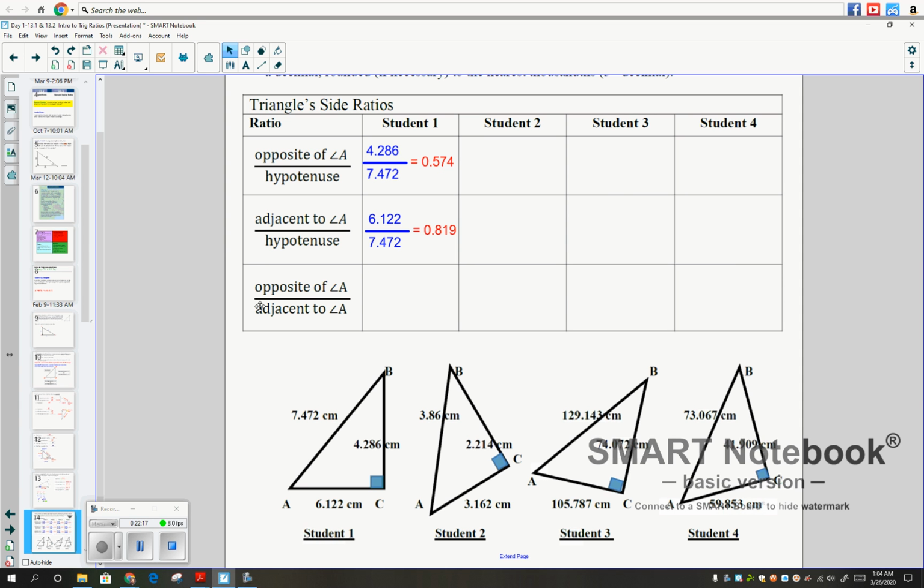The last ratio it asked me is the opposite side, the leg of angle A, over the adjacent side. The opposite is 4.286. The adjacent here is the 6.122. Divide that out, and I end up with 0.700.